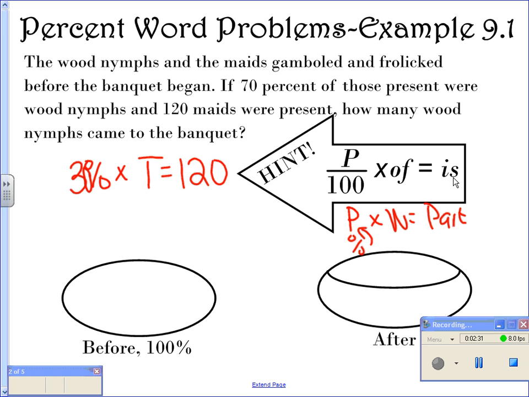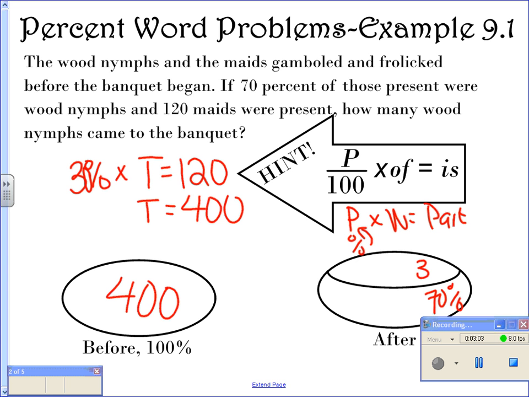What do you mean? Yeah, you could. So how many people or things, creatures, whatever you want to call them? We've got 400 of them. So before 100%, how many did we start with? Do you agree? Okay. What is our circle split into? 70% for the wood nymphs and 30% for the maids.